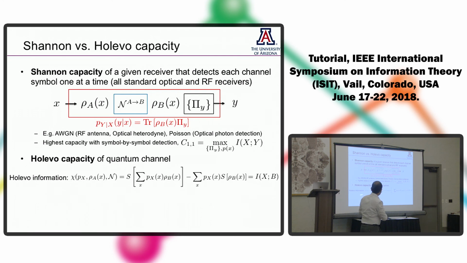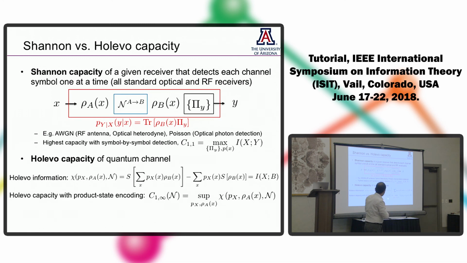But the Holevo capacity of a quantum channel is defined by this formula. This is the von Neumann entropy of the average state at the output, so this is the sum of P of x rho sub b of x, minus the average of the von Neumann entropy of these states at the output. And notice that in writing that formula, I didn't tell you what pi y was, what measurement I was using. So you can calculate the Holevo information of this channel without even talking about the quantum measurement that you are making.